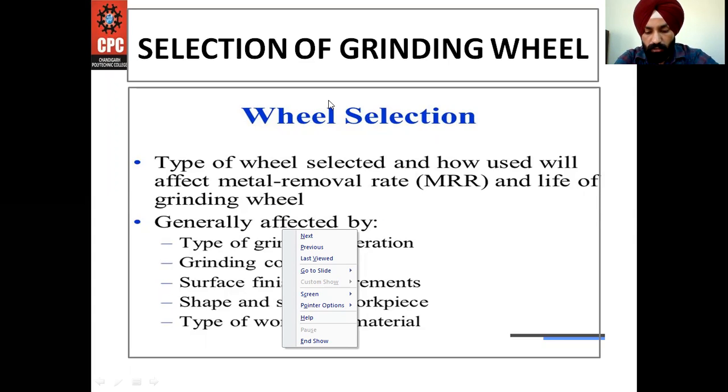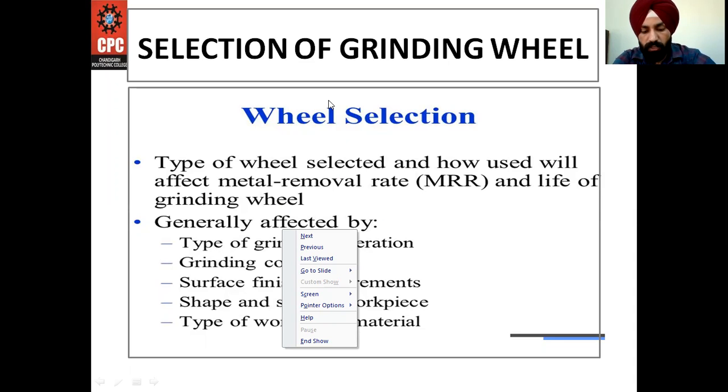Next is the condition of the grinding machine. The condition of the grinding machine has a bearing on the grade of the wheel to be selected. Looseness of the spindle in its bearing and poor foundation necessitate the use of a harder wheel than if the machine were in better operating condition.